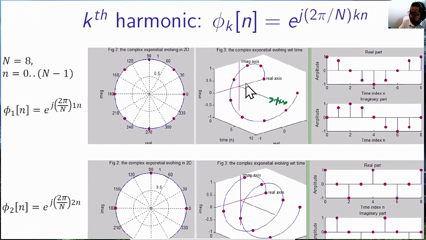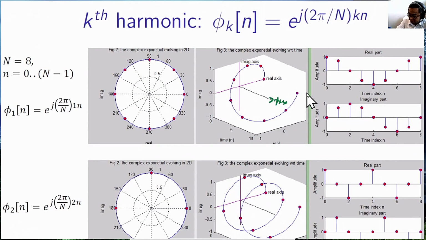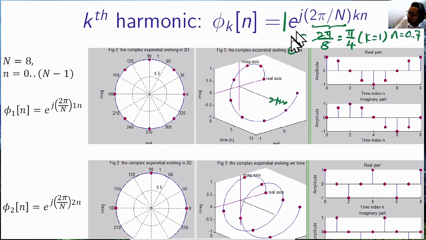So why does this picture represent the complex exponential? This is a picture of a complex exponential that has amplitude 1 and 2 pi divided by 8. So 2 pi divided by 8 is equal to pi over 4, and then we have k equals to 1 here in this first example, and n will go from 0 to 7. You realize that I'm plotting a complex exponential that moves by pi over 4 radian per sample. Pi over 4 radian is 45 degrees. So at every sample, I'm going to move by 45 degrees.